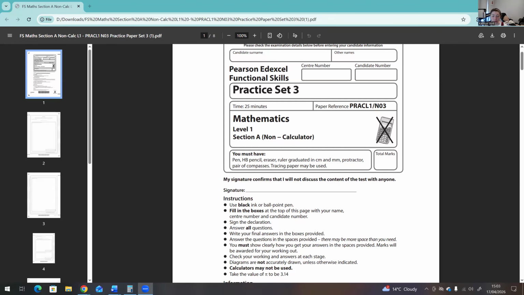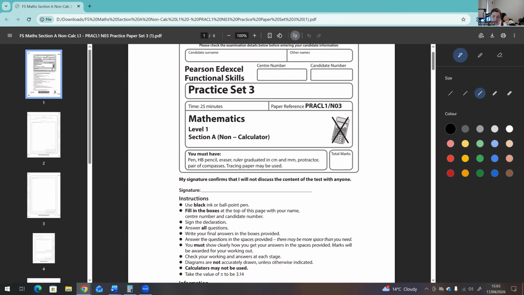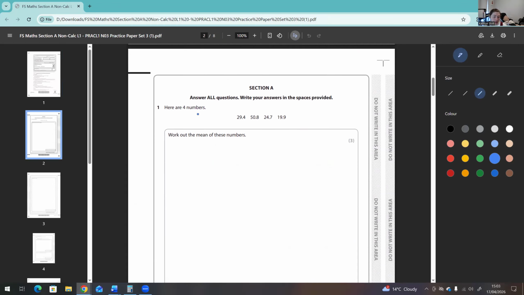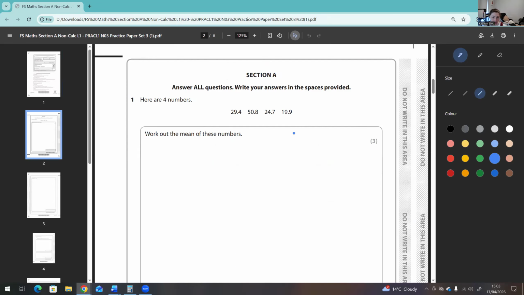This is practice paper 3, non-calculator section. Let's have a look. Here are 4 numbers. Work out the mean of these numbers.